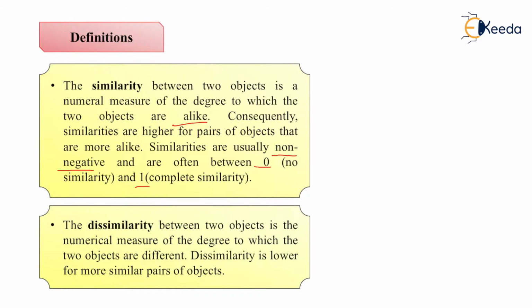Next, the dissimilarity between two objects is the numerical measure of the degree to which the two objects are different, and dissimilarity is lower for more similar pairs of objects. Always remember.